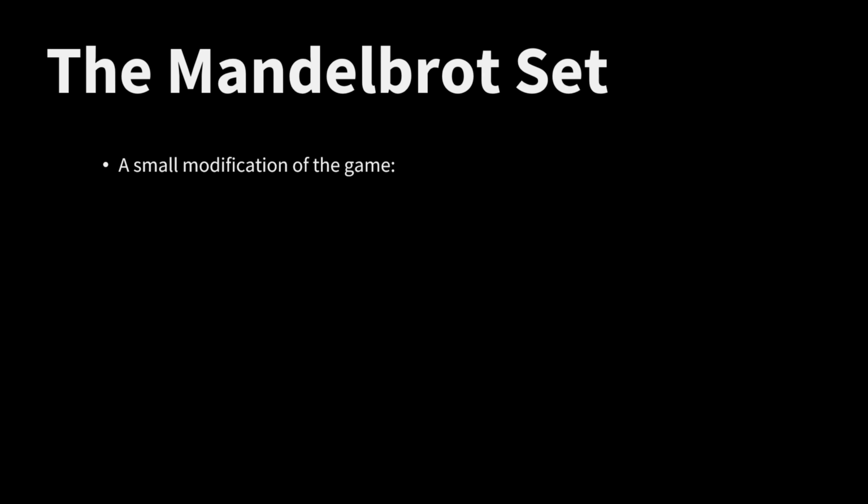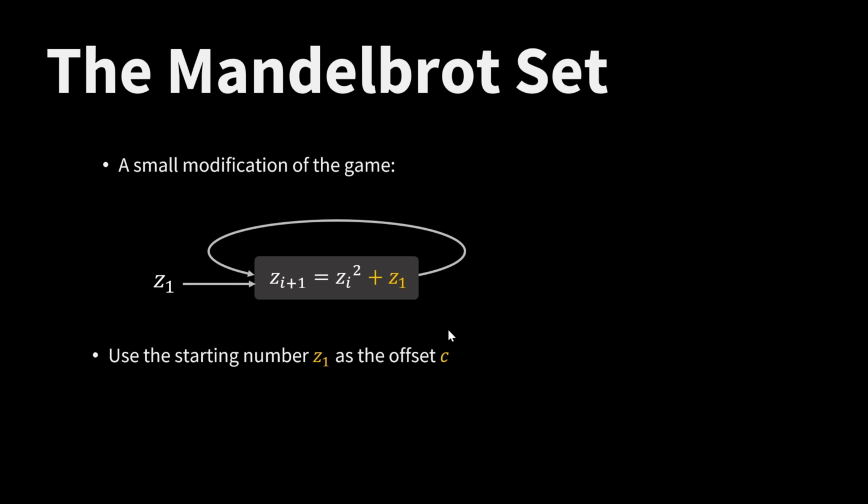The Mandelbrot set is closely related to the Julia set. All we need to do is modify our game a little bit. Instead of using a constant c for the entire image, we use the starting number, c1, as the offset. So now we don't have a global parameter c. This is what we get. In German this is called the Apfelmännchen, which means the little apple man.